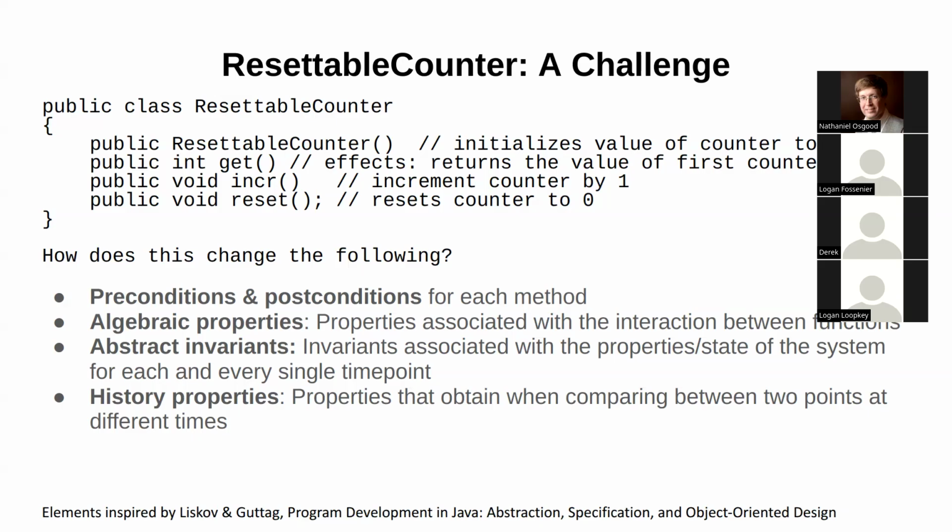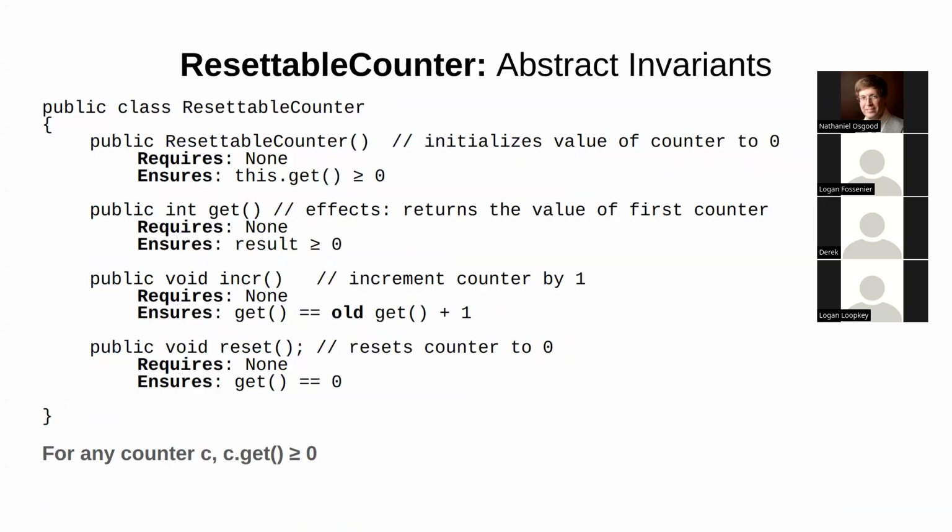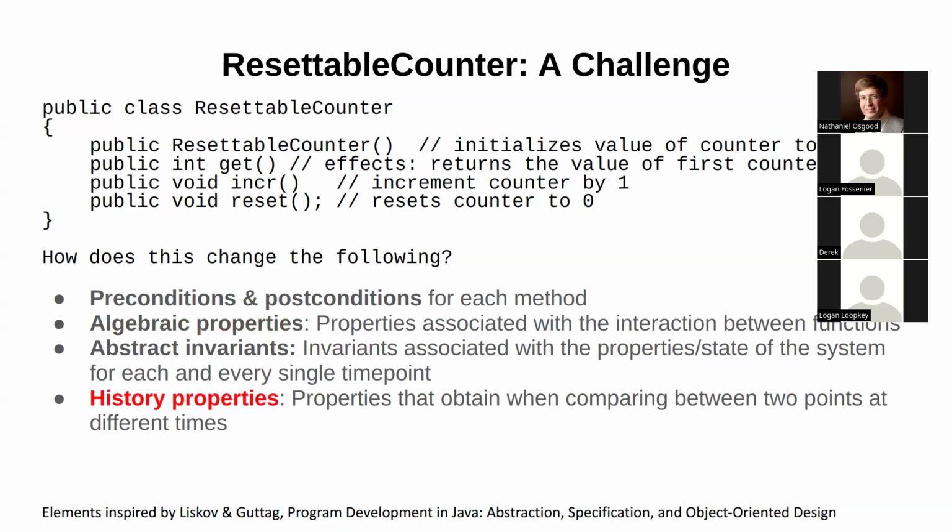Let's talk about abstract invariants. Do you remember the invariant that was in place for the previous one when we didn't have reset? Remember what that invariant was? The thing that was true at any single point in time you give me, I can tell you what property holds. Yes, greater than or equal to 0. Is that still true? Yes. It is. Is the history property true? No. Not as previously stated. Okay. So the abstract invariant is still the case. History property.